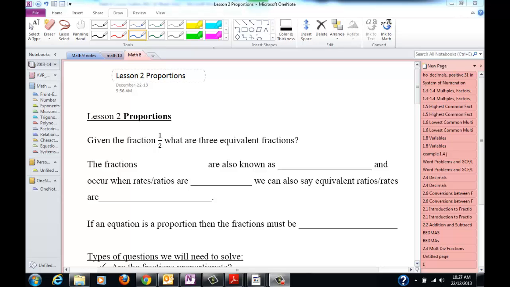Today we're going to look at proportions. So we're just going to start out really simple. Given the fraction a half, what are three equivalent fractions?